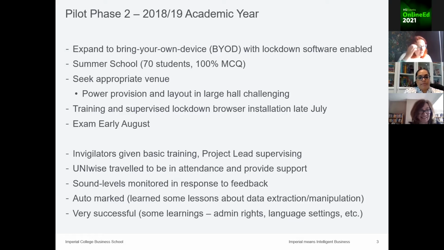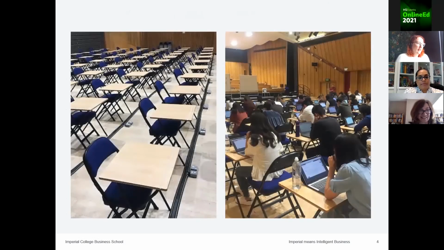We did have some learnings, such as the impacts of admin rights on student devices, their own language settings, things like that, that we took forward. Here you can see what the layout looked like. So that black strip along the bottom is so that we could give power to all of our students rather than asking them to get up and move. Even though they were advised to bring fully powered laptops, we were also able to see how many students plugged in, if anyone had to plug in in the middle, etc.